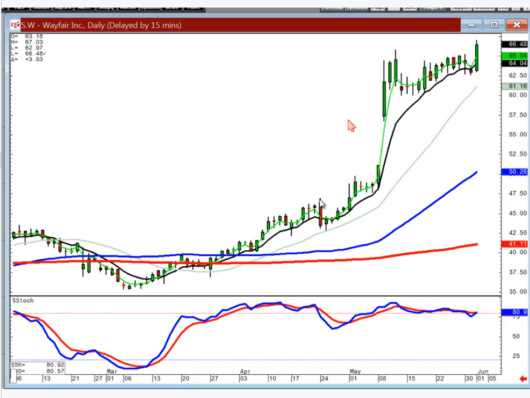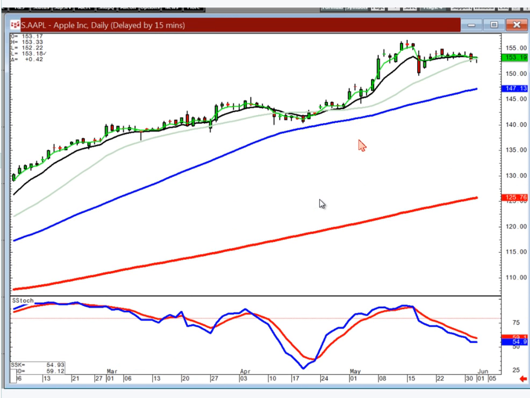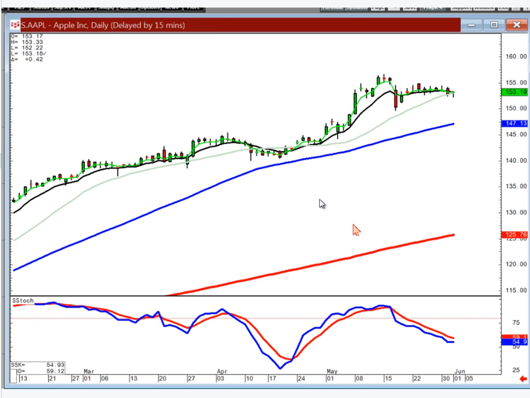Wayfair, another one that you can be buying on positive trading, looking like it's going into the next wave. Herbalife, same scenario, slow curve. You can buy this one also on positive trading. Apple, not trading it right now. Just no direction to it. Wouldn't be long or short Apple at this point.